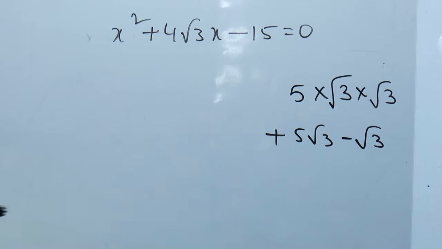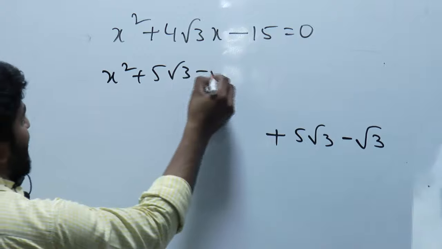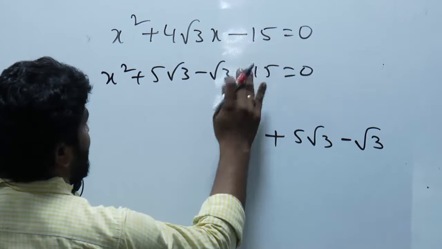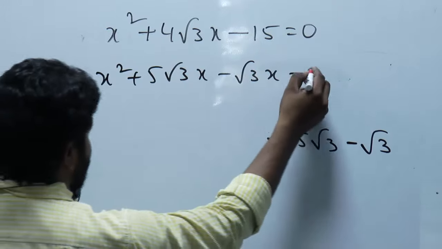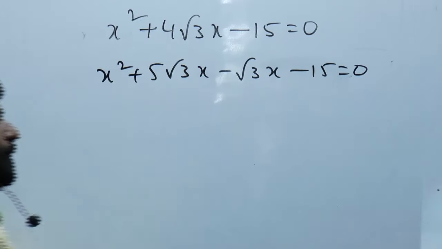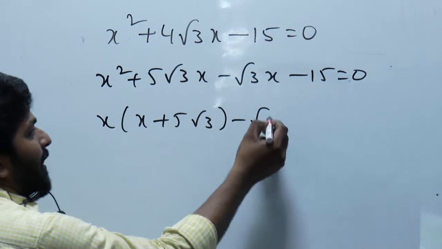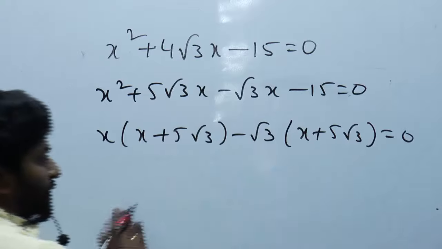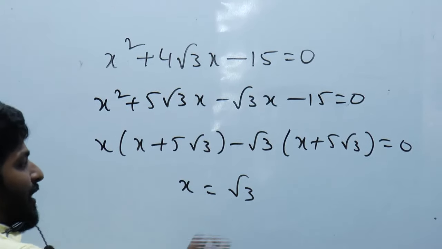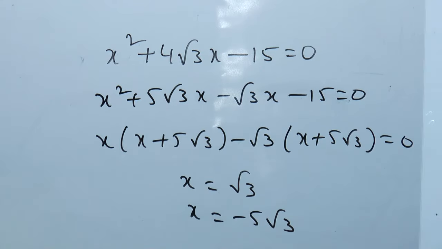Right? Now, write the combinations here. x² + 5√3x - √3x - 15 = 0. Take x common: x(x + 5√3) - √3(x + 5√3) = 0. Take x + 5√3 common. So the x values are root 3 in one place, and the other value is -5 root 3.